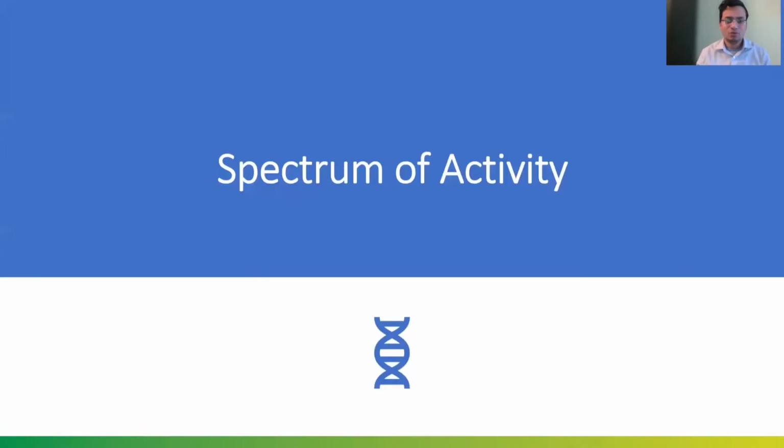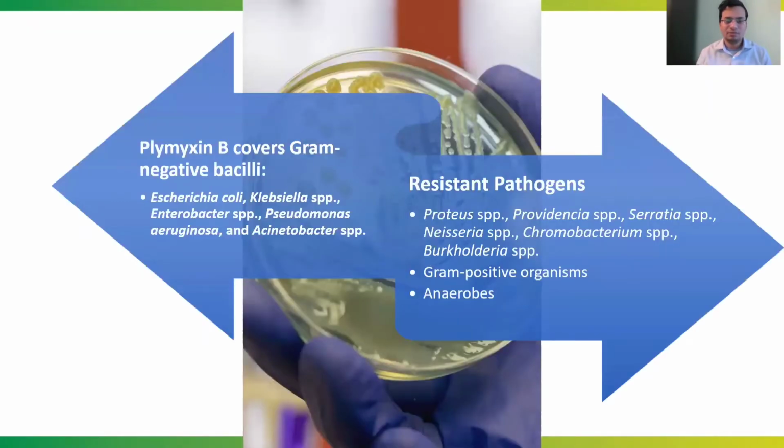Now, regarding the range of bacteria it can kill, it acts against most of the gram-negative aerobic bacilli, including Acinetobacter, Pseudomonas, Klebsiella, and Enterobacter species, which are all important nosocomial pathogens. However, several pathogens possess intrinsic resistance to the polymyxins, which we must not forget, such as Proteus, Providencia, Serratia, Neisseria, Chromobacterium, and Burkholderia. And all gram-positive and anaerobic organisms also are resistant to polymyxin B.